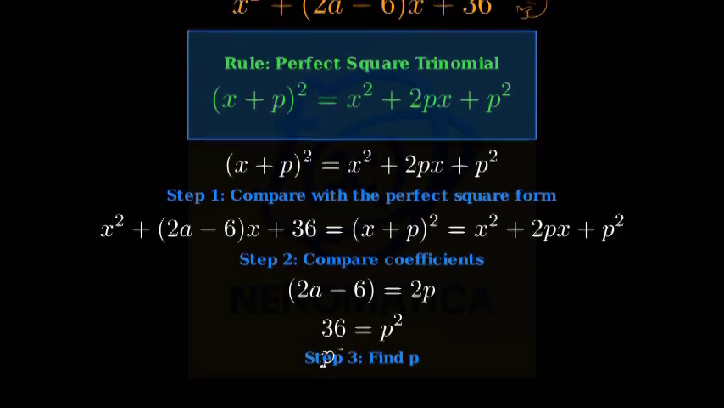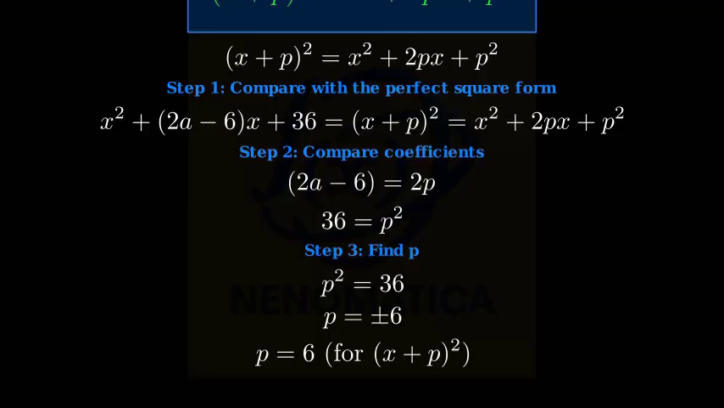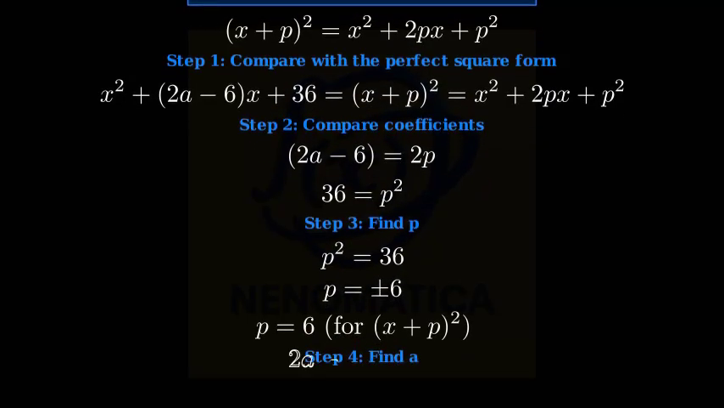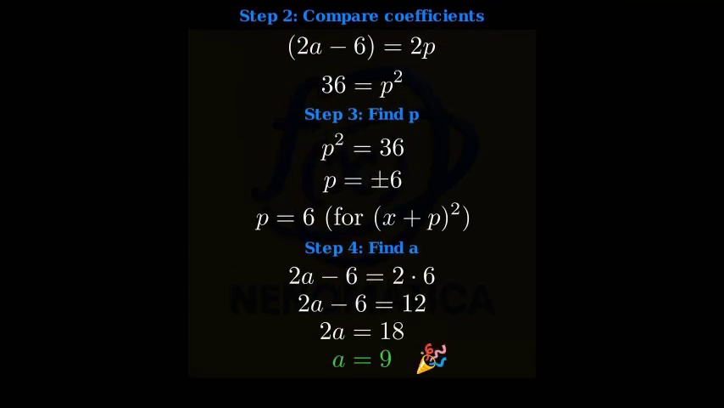From the second equation, we can find the value of p. P squared equals 36, so p equals plus or minus 6. Since we're working with a perfect square trinomial of the form (x plus p) squared, p should be positive, so p equals 6. Now that we know p equals 6, we can substitute this back into our first equation to find the value of a.